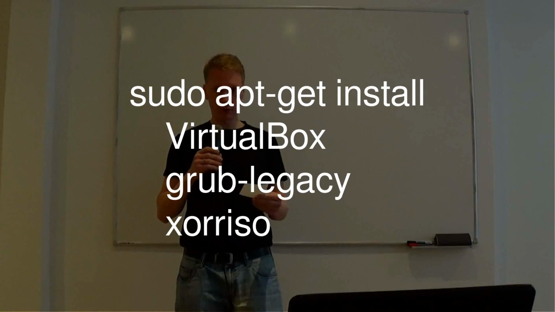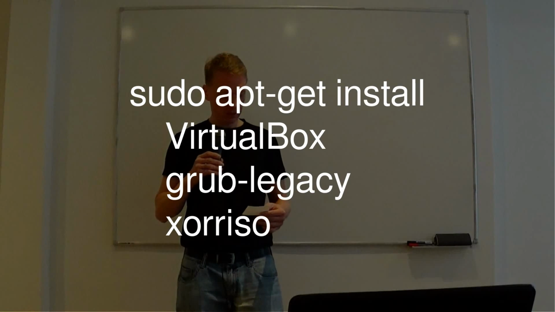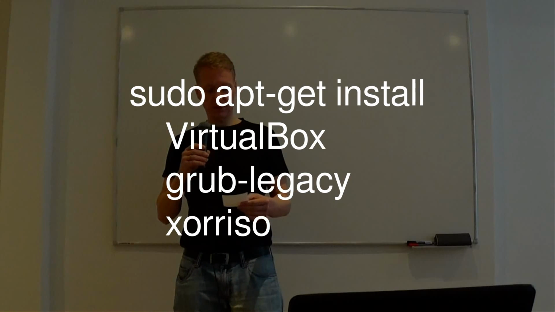In this second part, I'm going to show you how to install your operating system in a virtual machine, because you don't want to reboot your machine every time you've made a little change to your kernel, right? So the software that you will need now is VirtualBox, the virtual machine, grub-legacy, and xorriso, because we are going to create a virtual CD image and make that a bootable CD, and then we will use that as boot medium in the virtual machine.